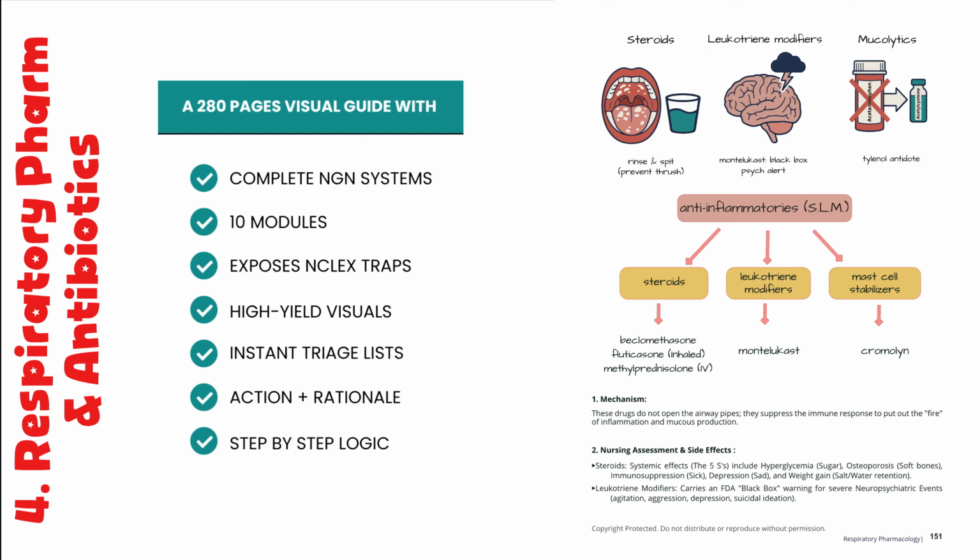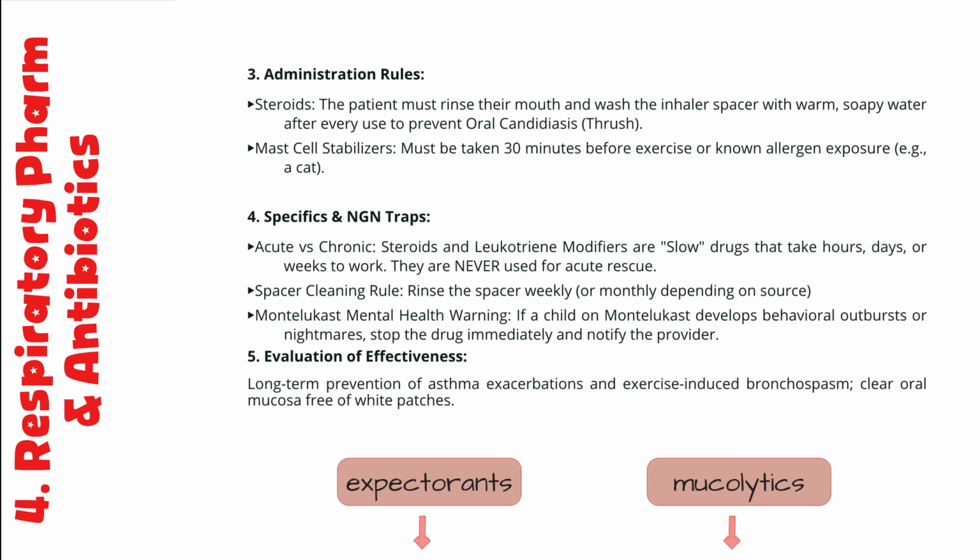Leukotriene modifiers like montelukast carry an FDA black box warning for severe neuropsychiatric events: agitation, aggression, depression, suicidal ideation. If a child on montelukast suddenly develops aggression or nightmares, that is not poor sleep hygiene. Stop the drug and notify the provider immediately. Mast cell stabilizers like cromolyn are strictly preventive, taken 30 minutes before exercise or known allergen exposure.